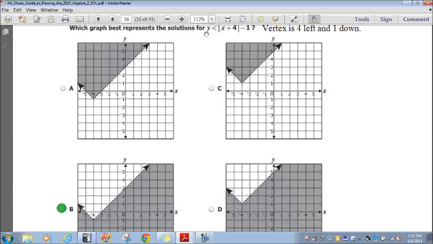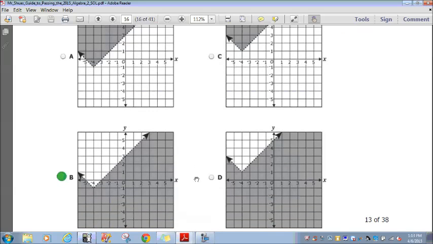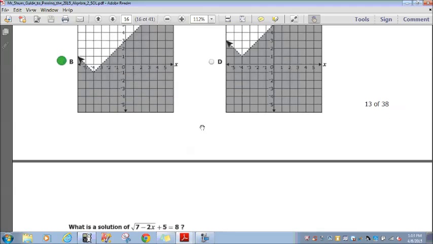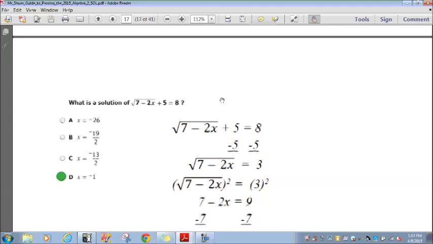But let's look at here, y is less than. So we have to look at which one is shaded less than. This one, A, is shaded greater than, B is shaded less than. So B would be the correct answer. Okay. Let's move on to number 14.